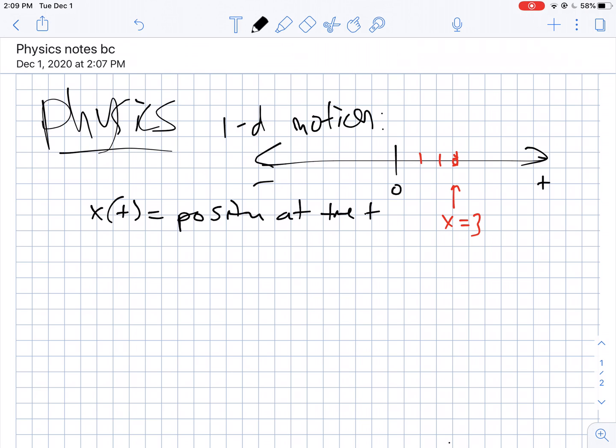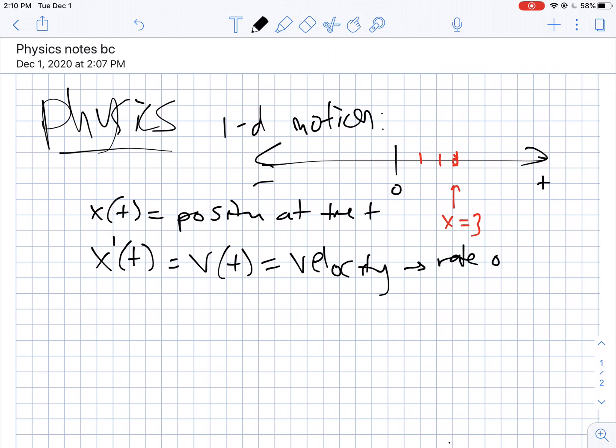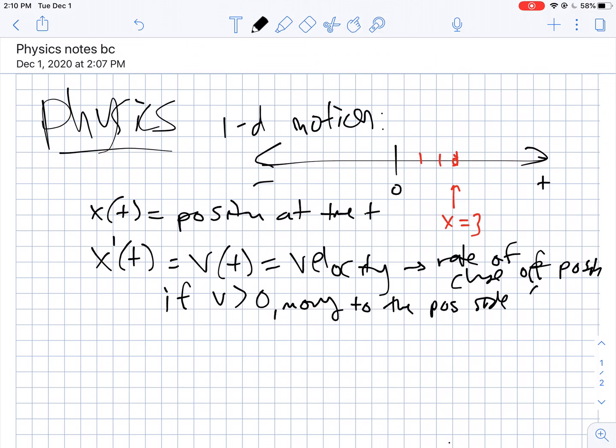The next thing we want to talk about is what happens when you take the derivative of that. Well, that turns out to be our v of t, which we call our velocity. And remember, a velocity is just a rate of change of position. If that velocity is a positive number, that means that you are moving to the right, or whatever the positive side is. In this case, the positive side is the right, but it could be up versus down or something depending on your axis.